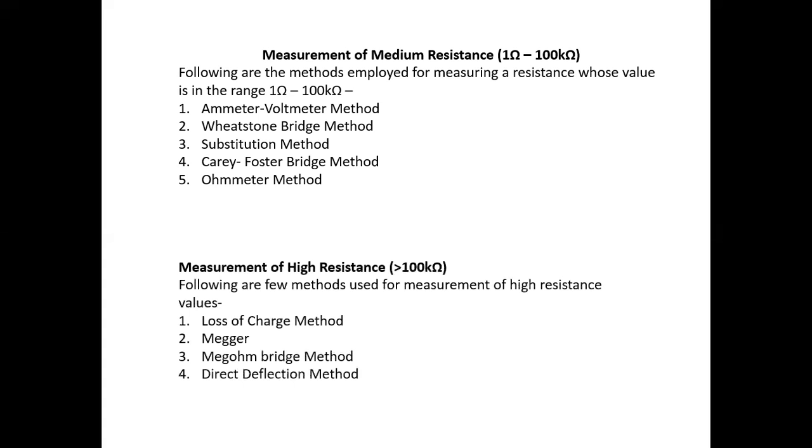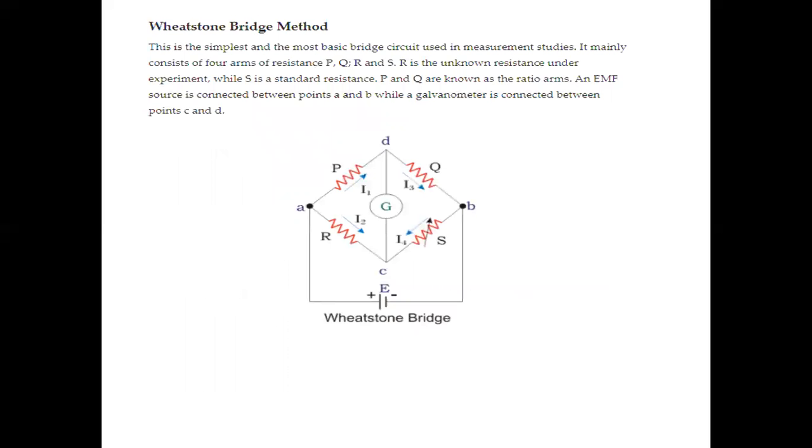The methods used for the measurement of high resistance are the loss of charge method, Megger method, mega ohm bridge method, direct deflection method, or tester method.